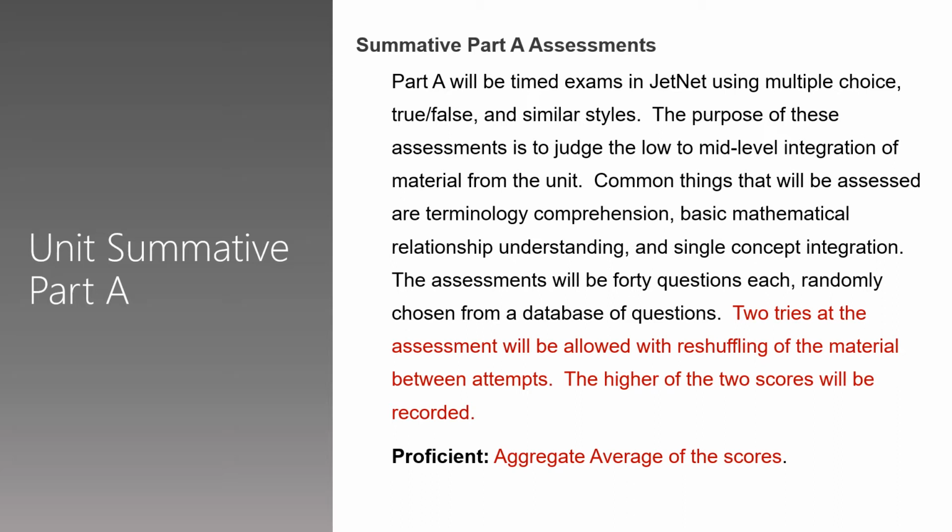This one is a little bit different than the other ones because this isn't a proficient, not proficient. This is an aggregate average of your scores. There are 4 summative Part A's, so we're going to take all 4 of your scores and then take the average of them. All right, we're going to talk about a redo in a second here, but just to deal with the problems of online testing and getting kicked out and all that, you get 2 tries at each of them. They take the higher of the 2 scores, right?